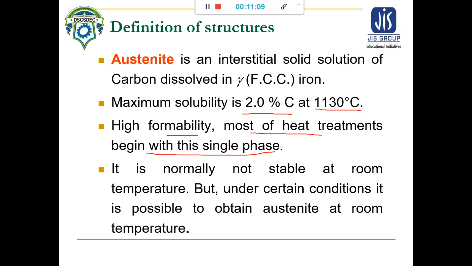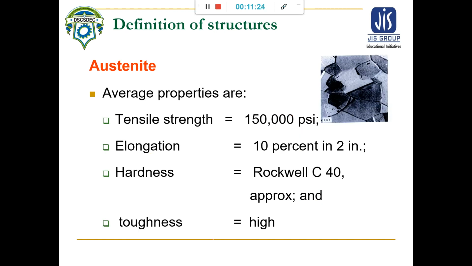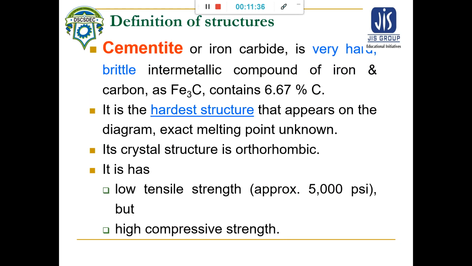or austenitization. Next, it is normally not stable at room temperature, but under certain conditions it is possible to obtain austenite at room temperature, though actually it is not stable there. The properties of austenite are shown here, and austenite has a unique property: high toughness.